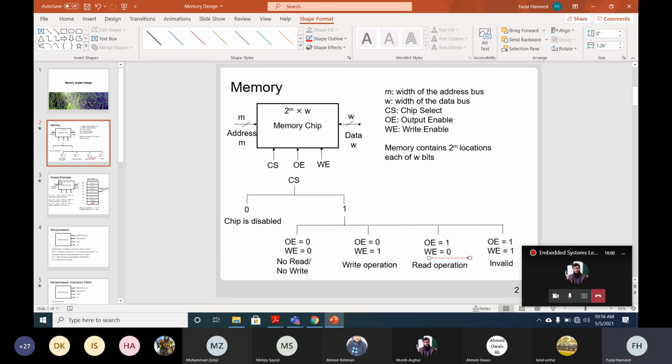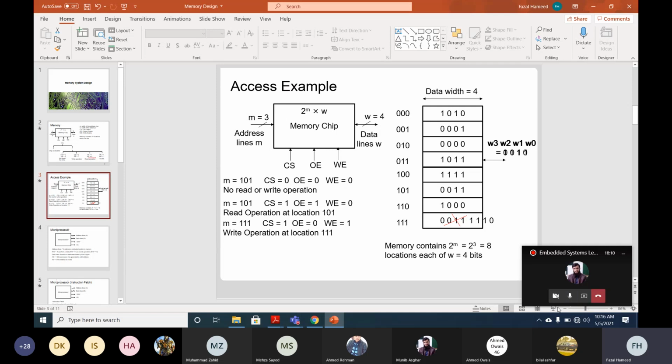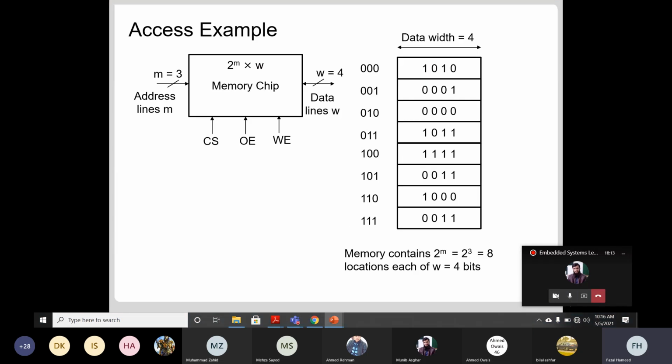Now we will see an access example. We already studied in the previous slide that this is the memory chip, and it can store 2 to the power M locations, each of W bits. For this, we take a very small example where M is equal to 3 and W is equal to 4. So how many locations will be stored?